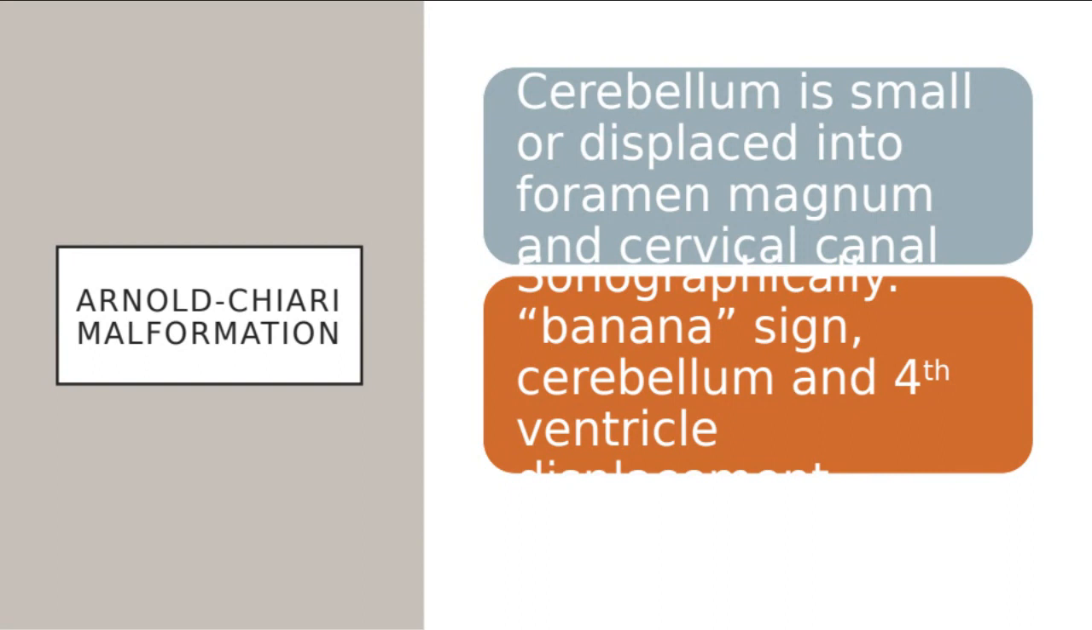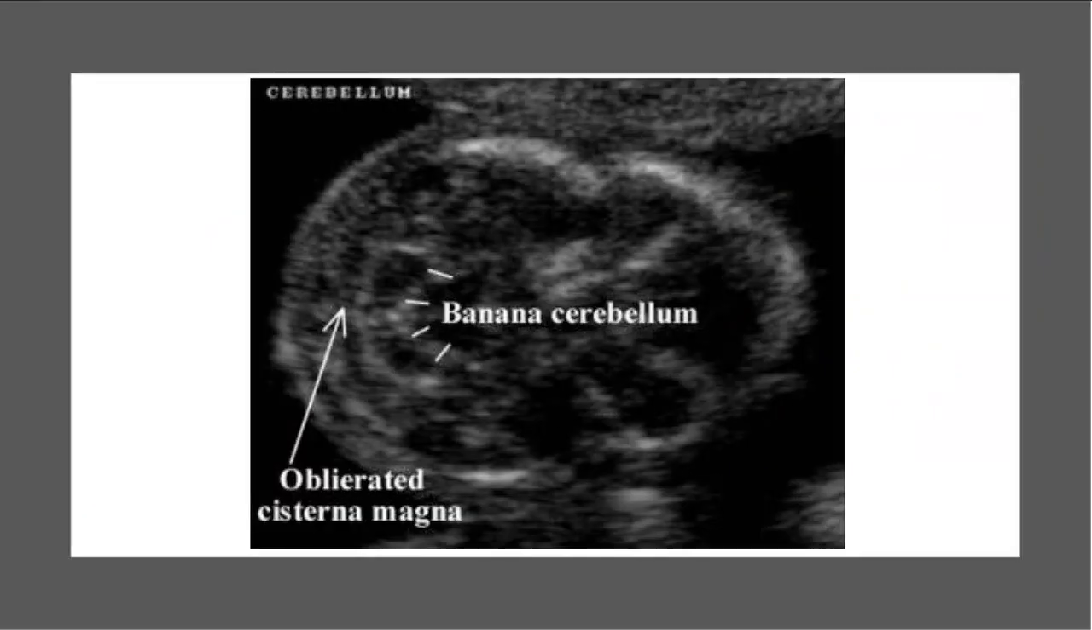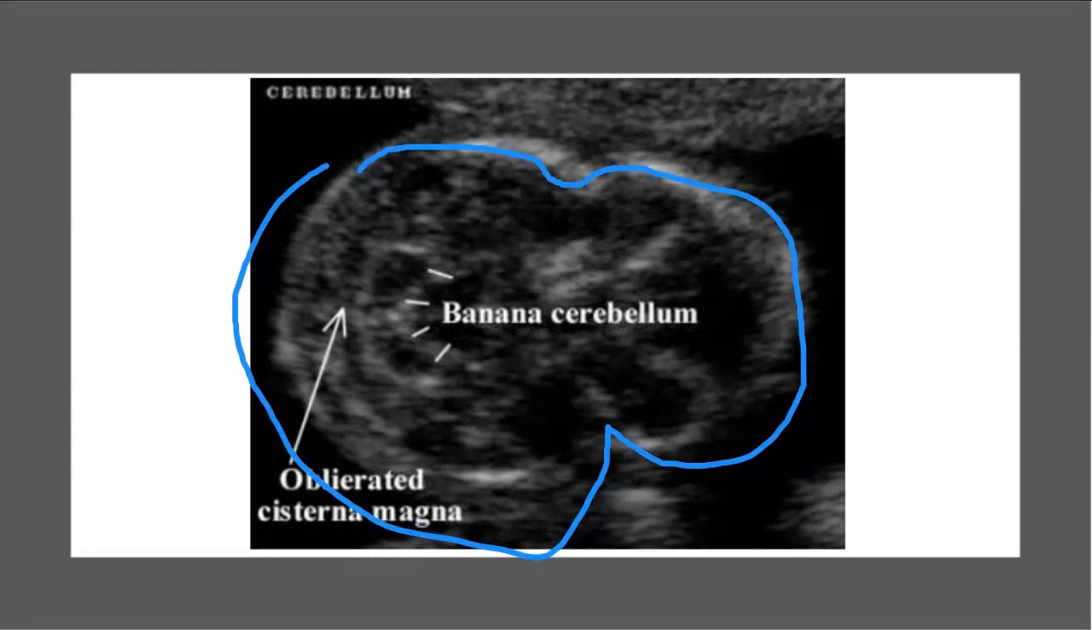On ultrasound, we're going to see what is known as the banana sign. This is when we have that cerebellum and the fourth ventricle placed really, really low. So we're not going to see them in that normal level of the posterior fossa. So here, what's one of the biggest things that sticks out to you as soon as you look at this picture? Hopefully it should. Scalloping, right? Clover leaf skull.